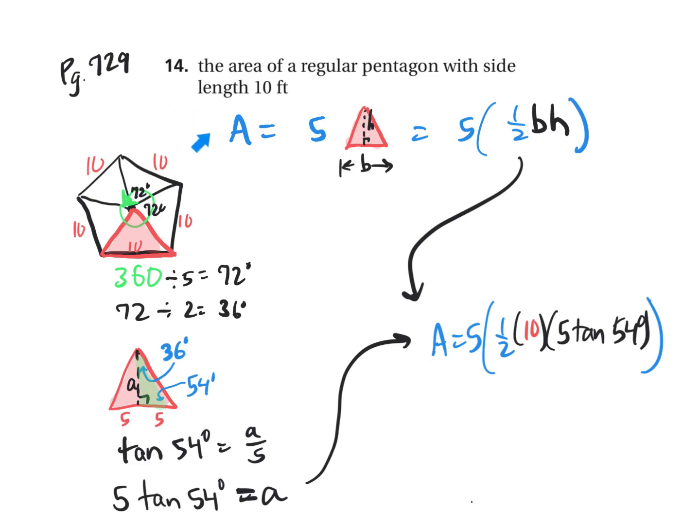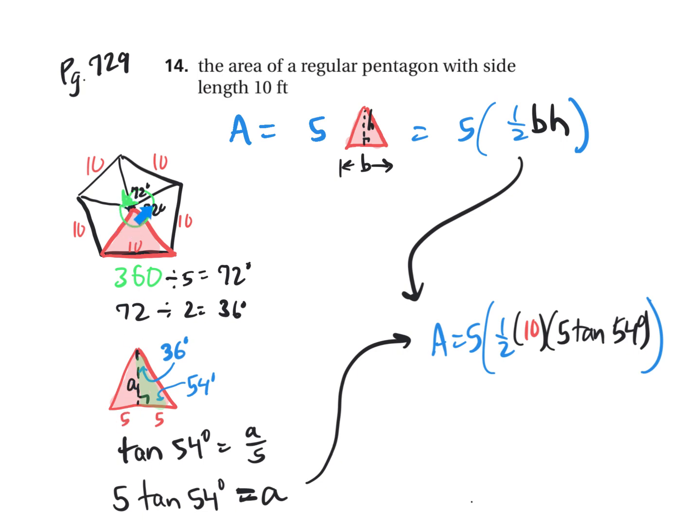All right, number 14, the area of this pentagon will be 5 of the red triangles, where each triangle is 1/2 times the base times the height, where the base is the distance, which they told us is 10. So 5 triangles, where each triangle is 1/2 times a base of 10, and then we just need the height. So the height is this dashed segment A. It's the height of our red triangle.